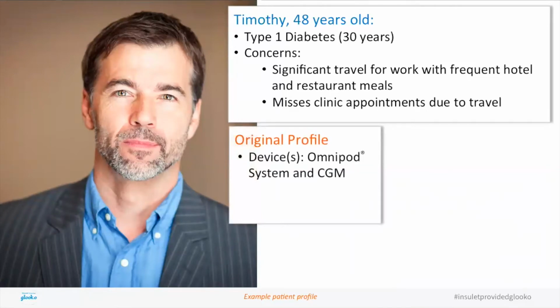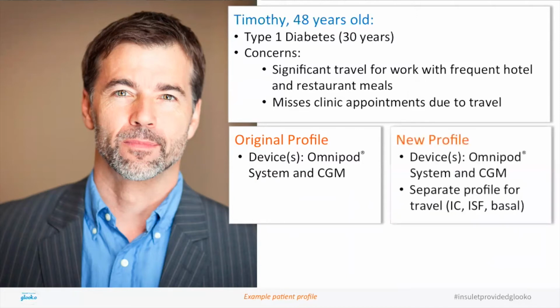He is currently using an OmniPod system and CGM to manage his diabetes. He uses the OmniPod system because he feels it is less intrusive during his business meetings and concealed more easily. Also, he previously decided to start using a Dexcom CGM in order to better follow his blood glucose levels with all of the changes in his schedule due to travel.